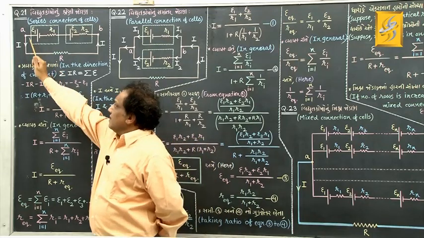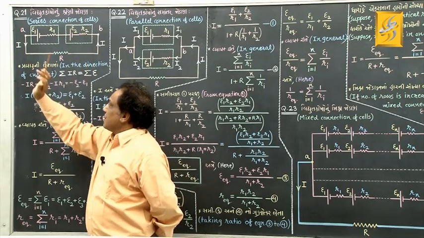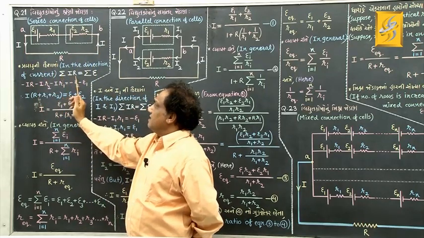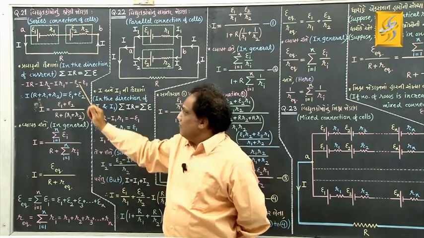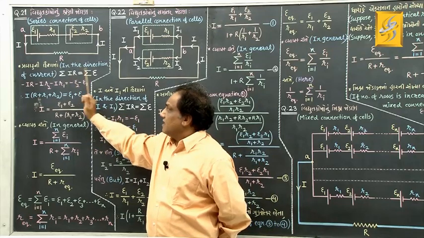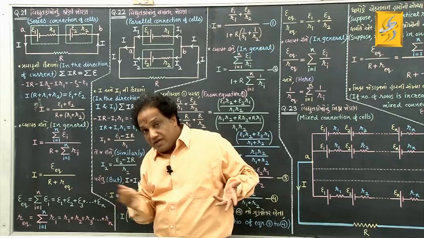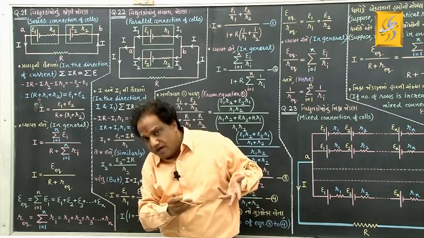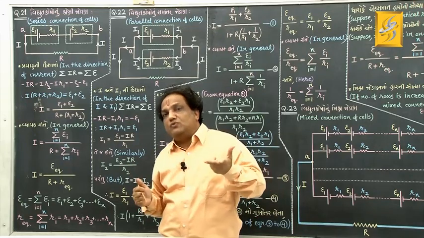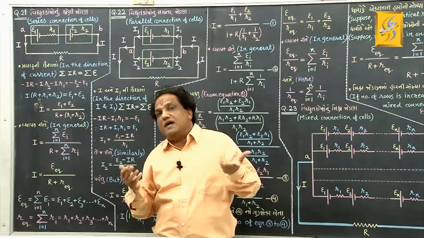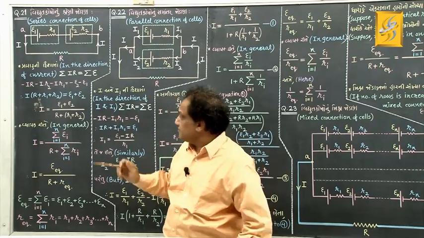Now, in the direction of current, we just apply Kirchhoff's second law, that is sigma IR equals sigma E. What are we supposed to do? We are supposed to take the product of current and resistance. But through the resistance, if your journey happens to be in the direction of current, then the corresponding IR product should be taken negative. If opposite to the direction of flow of current, then the IR product should be taken positive. Let us see what is the case here.